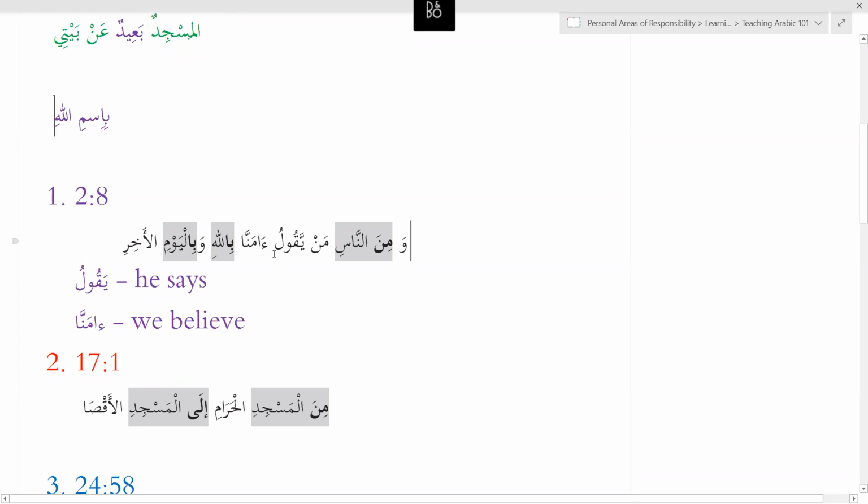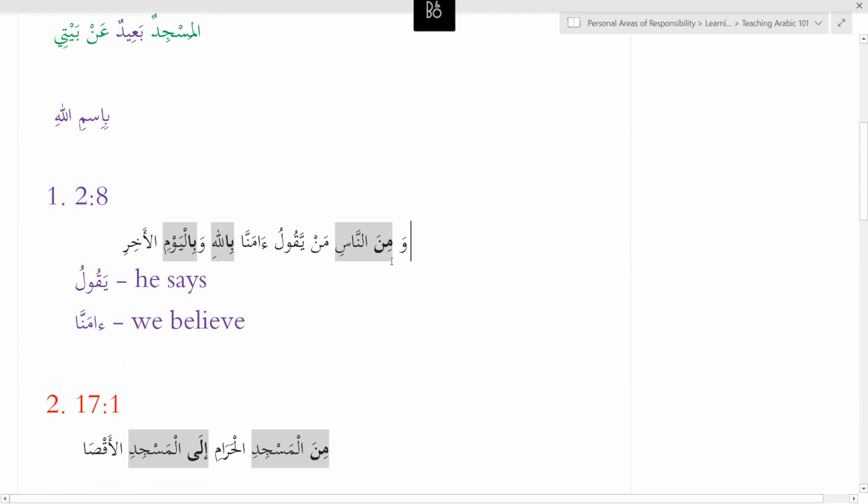Minan nasi man yaqulu amanna billahi wa bil yawmil akhiri. That's the first sentence. Wa is and. Okay. Minan nasi. Nas is people. What does minan nasi mean?